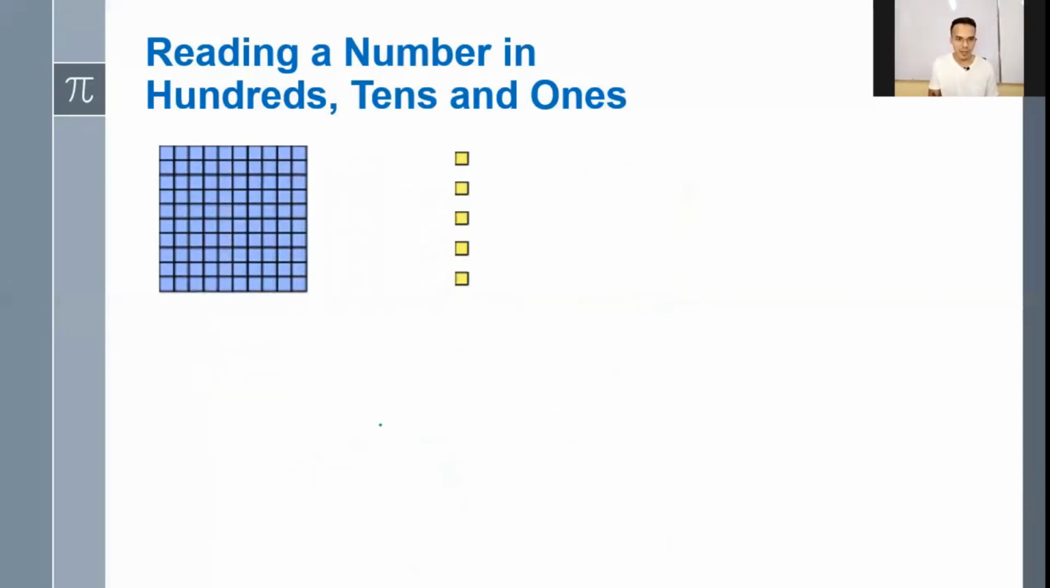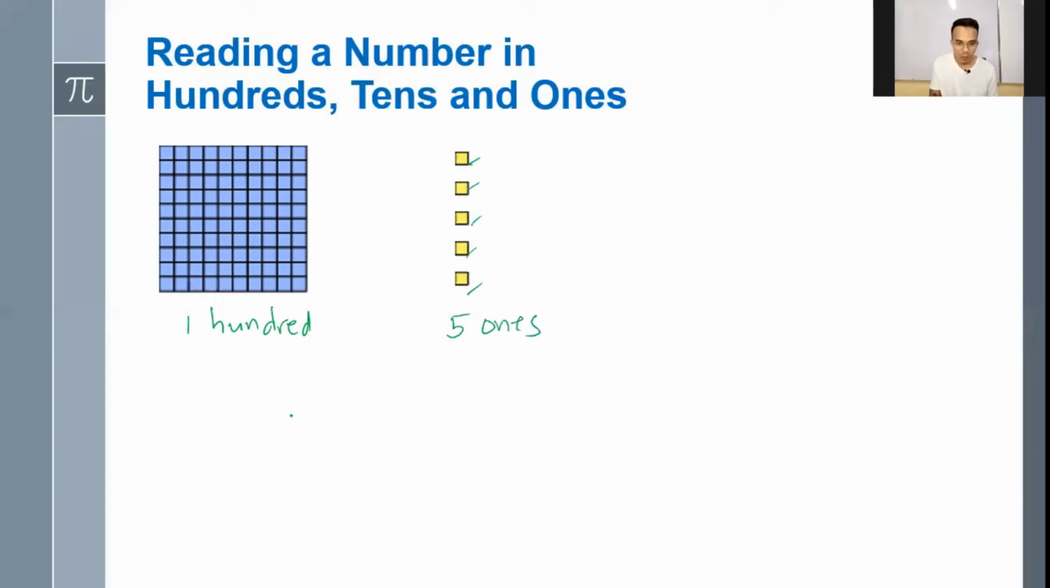We have here, I think there's only 100. There's only 100. So I'm going to write here 100. And we have how many ones? 1, 2, 3, 4, and 5 ones. So I'm going to write here 5 ones.